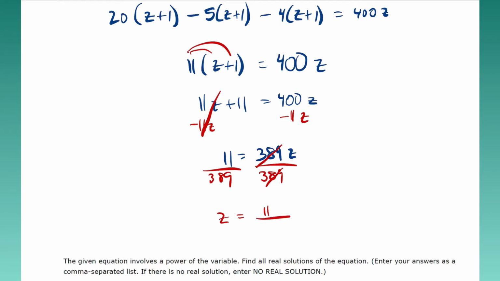And I don't know if we can simplify that. We can check to see if 389 is divisible by 11, which it is not. So that is as far as we can go.